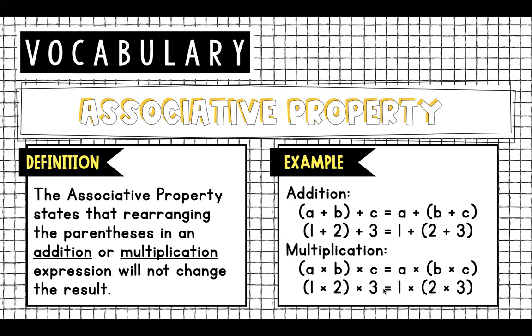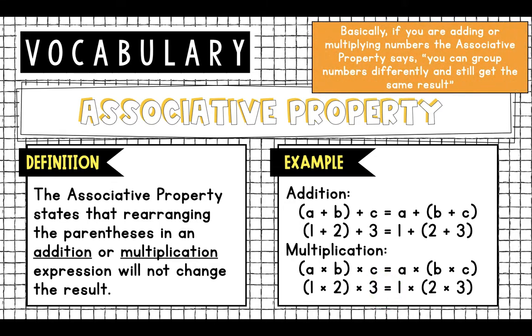So basically, if you're adding or multiplying numbers, the associative property says you can group numbers differently and still get the same result. It doesn't matter which numbers the parentheses are around, you'll still end up getting back to the same result if it's all addition or all multiplication.